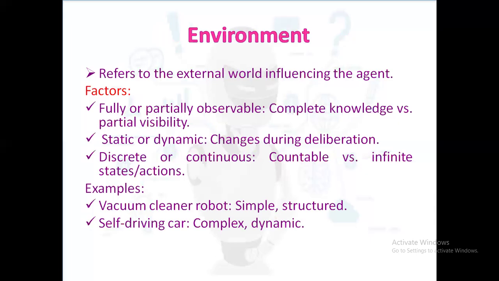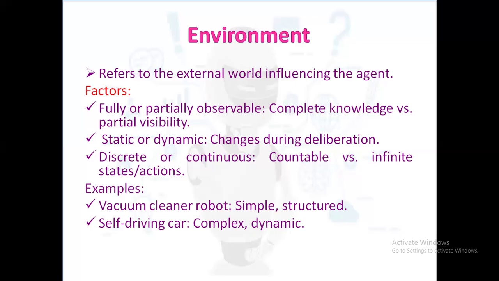Next, environment. The environment in which an agent operates significantly influences its behavior and decision making process. Key factors that define this environment include whether it is fully or partially observable, meaning whether the agent has complete knowledge or only partial visibility of the world around it. The environment can also be static or dynamic. We'll see the types later, where a static environment remains unchanged during the agent's deliberation, while a dynamic one evolves over time, requiring the agent to adapt its decisions.